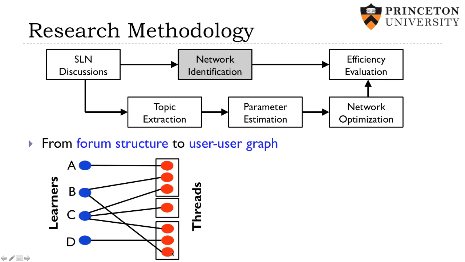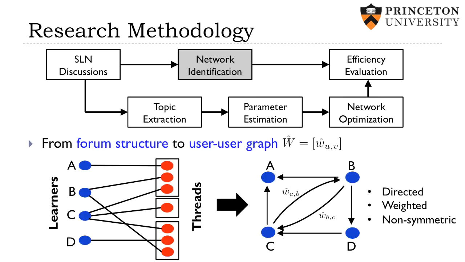There are several possibilities for how to map from this to a user-to-user network. For example, we could treat this as a bipartite graph and measure co-participation counts between learners. For studying SLN efficiency, though, we need the graph to preserve how learners are responding to and communicating with each other. In particular, we want the graph to be directed, weighted, and non-symmetric. After all, if Alice responds to Bob's questions with a certain frequency, that doesn't necessarily tell us anything about how often, if at all, Bob will respond to Alice. As a result, we define W_UV as the probability that learner U will respond to learner V when V makes a post. There are many other considerations too, and you can check out the full version of the paper given at the end of this video if you're interested.